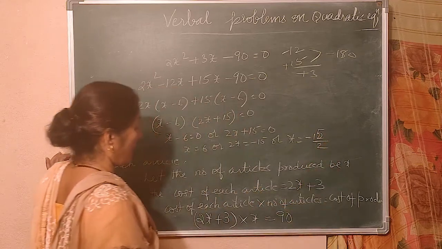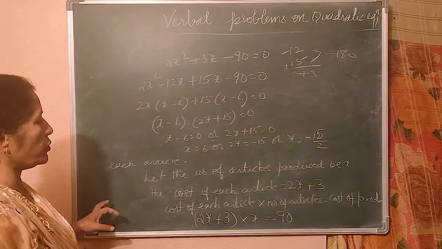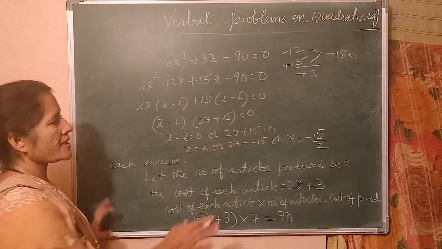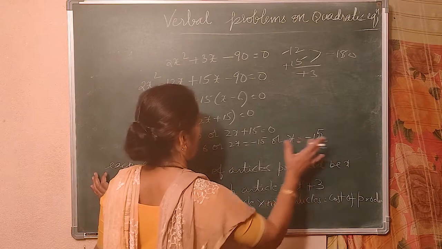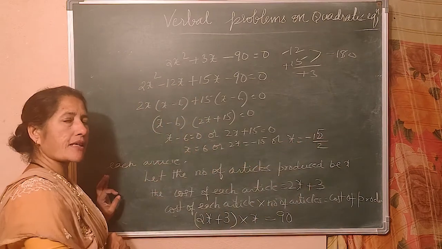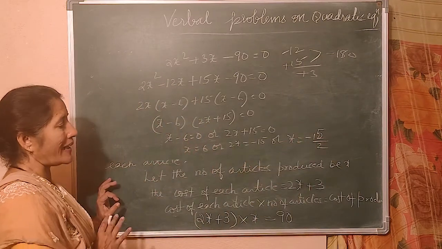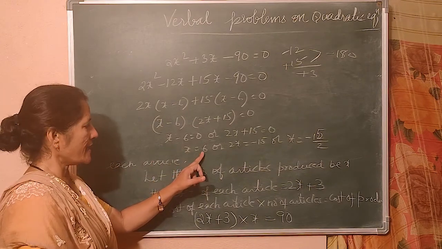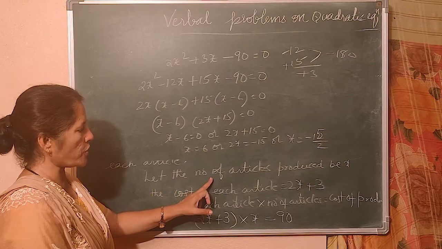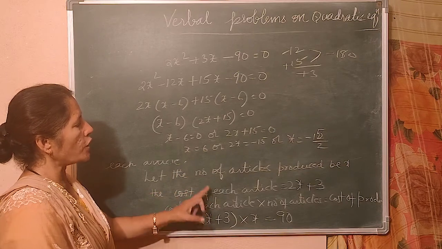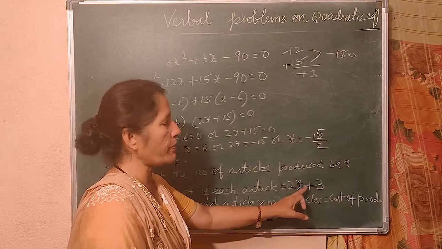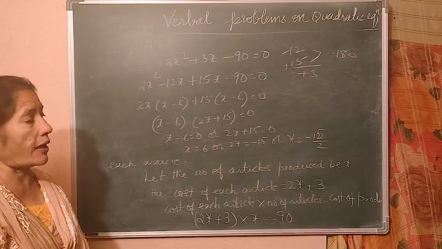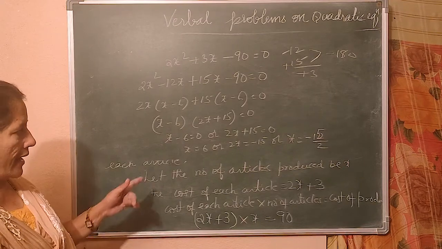Now, is it possible minus 15 by 2? Number of articles, can it be minus? No. So this is not a correct value. What is this? x is equal to 6 is the correct value. Let us see whether it is correct. When x is equal to 6, it is the number of articles produced. Cost of each article is 2 into 6, 12 plus 3, 15. Is 6 15s are 90? Yes. So number of articles produced is x.